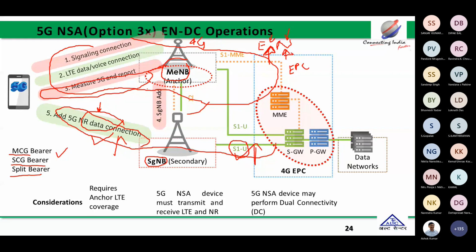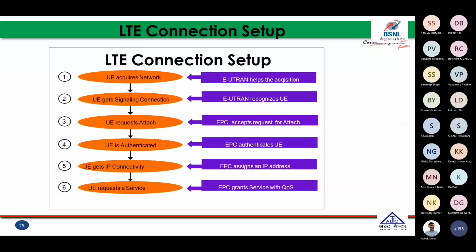Okay, sir. Thank you. Now, in the NSA mode, before secondary gNodeB addition on the RAN side and the connection between gNodeB and the EPC on the core network side, there is already an LTE connection, a 4G EPS bearer setup, already there. So how will the 4G EPS bearer first be set up? We will see here in the next slide.